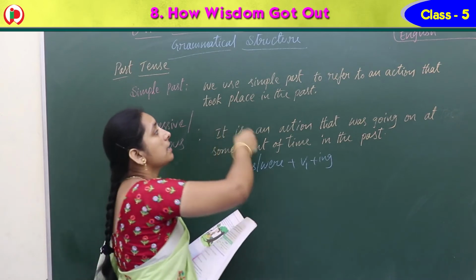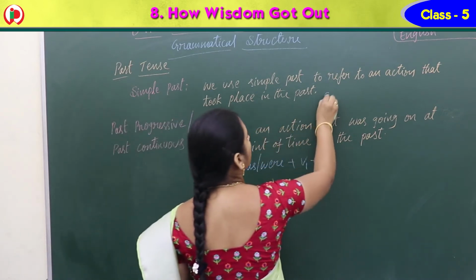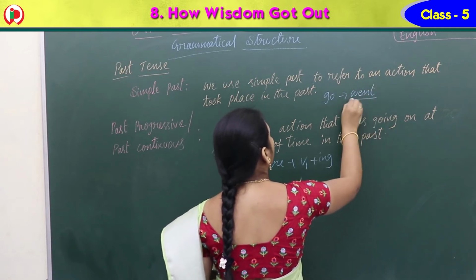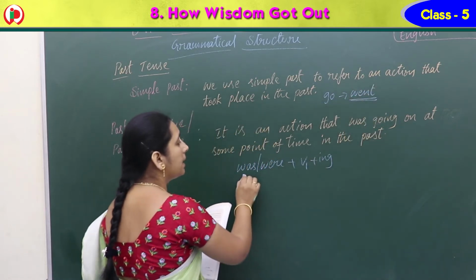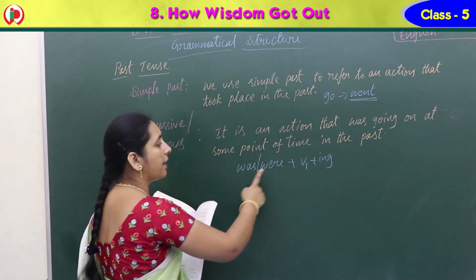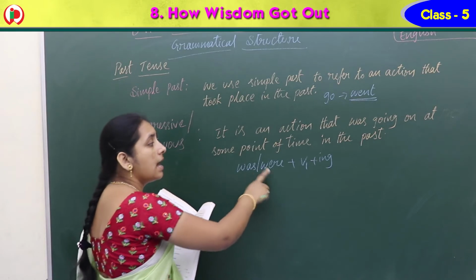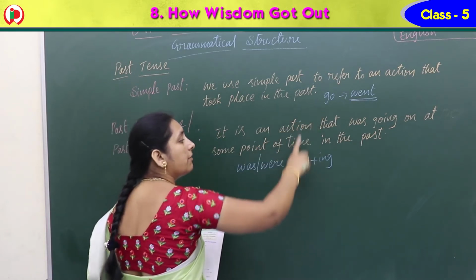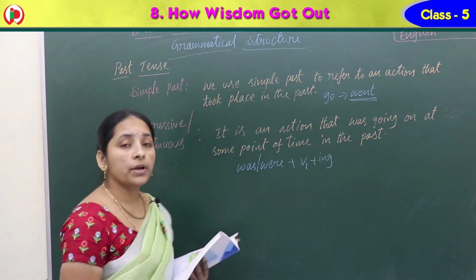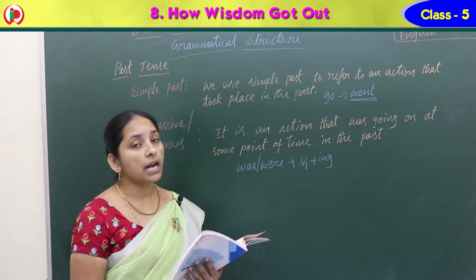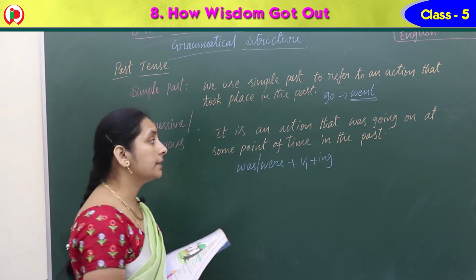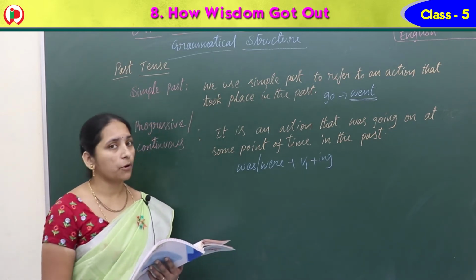Suppose the past form of go is went. But in past progressive, for the verb we should add first was or were, and then for the V1 form we should write the ing form. So what is that? He was going, we were going, we were learning, he was learning, he was writing. Like this we get in the past progressive.